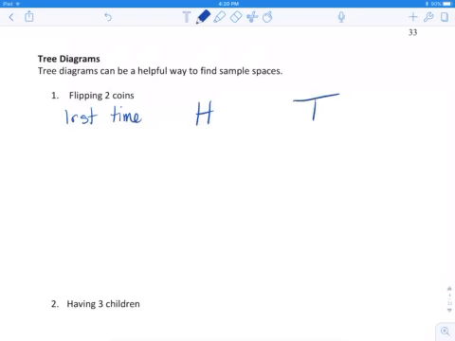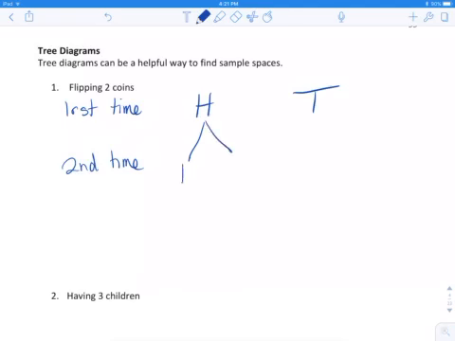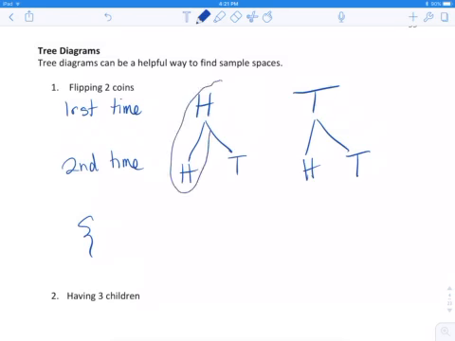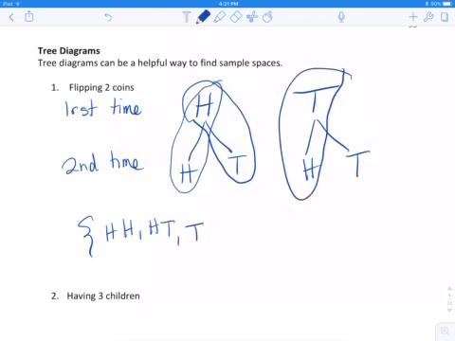Now, off of each of those items, you're going to draw what could happen the second time. So if we got a head, the second time we could get a head or a tail. And if we got a tail, we could also get a head or a tail. So now listing out our sample space, you go down each of these branches or paths and get a sample space. So head, head. This one right here would be head, tail. And we could have tail, head, or tail, tail.